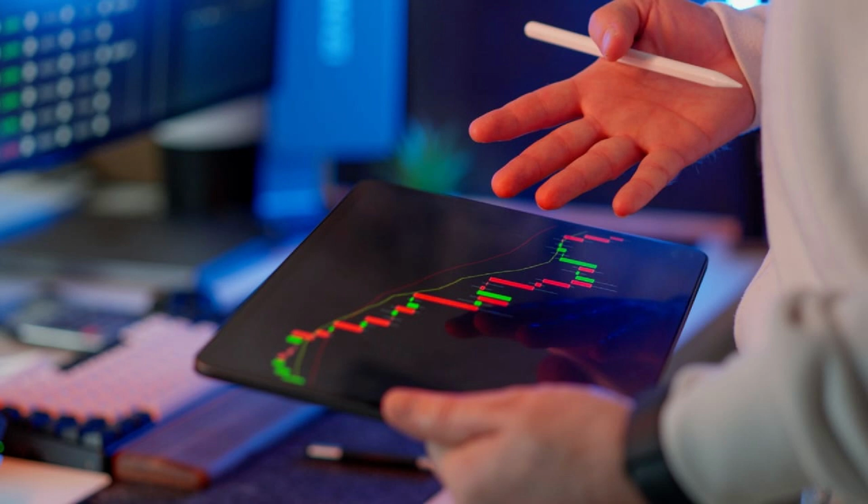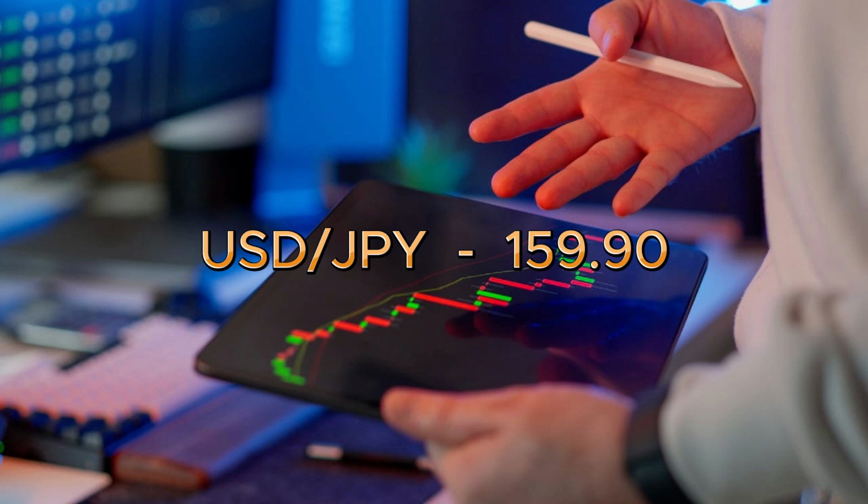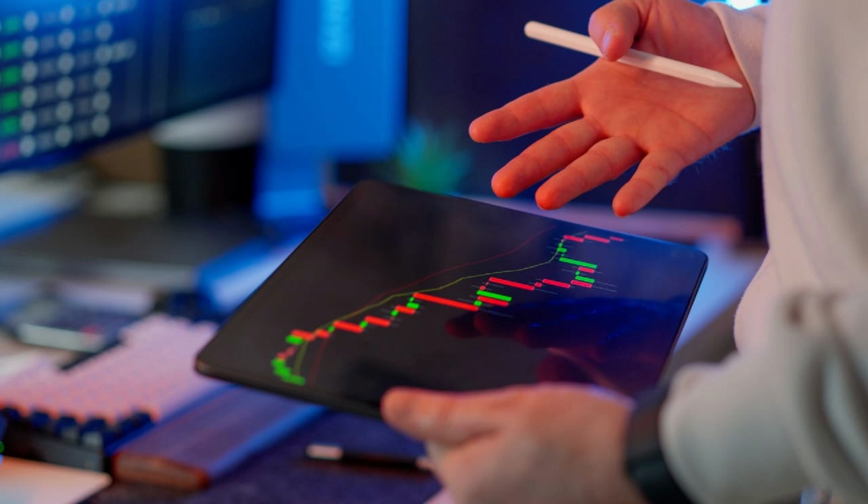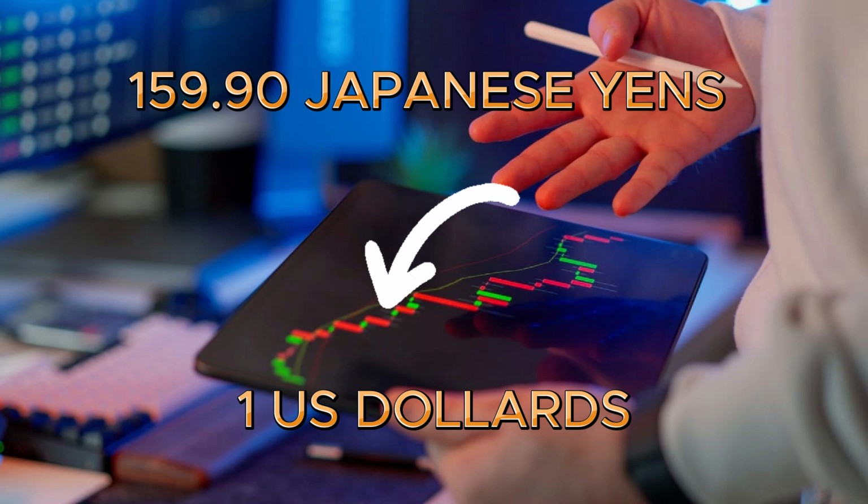Whenever you look at any Forex chart, you'll always notice that every currency pair has a number displayed beside it. This number is constantly moving up and down as market conditions change. Let's continue with our USD/JPY example. If the price displayed on the screen is 159.90, it means that 159.90 Japanese yen is the price of $1.